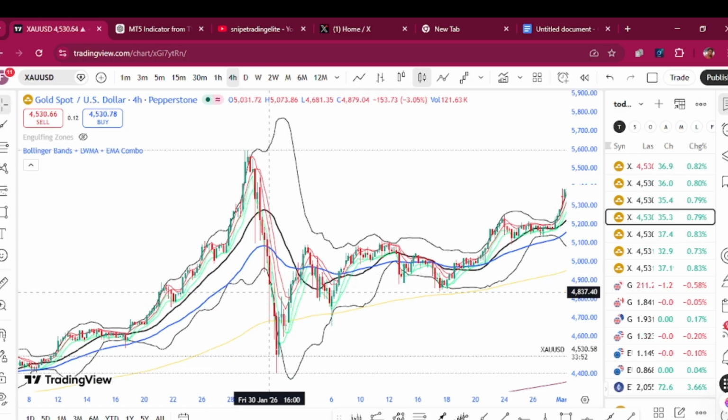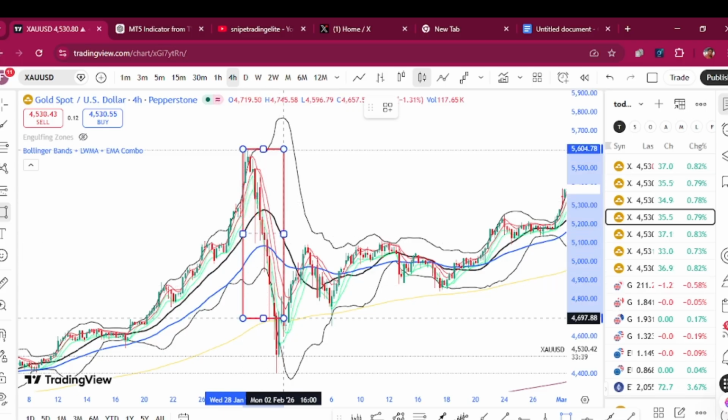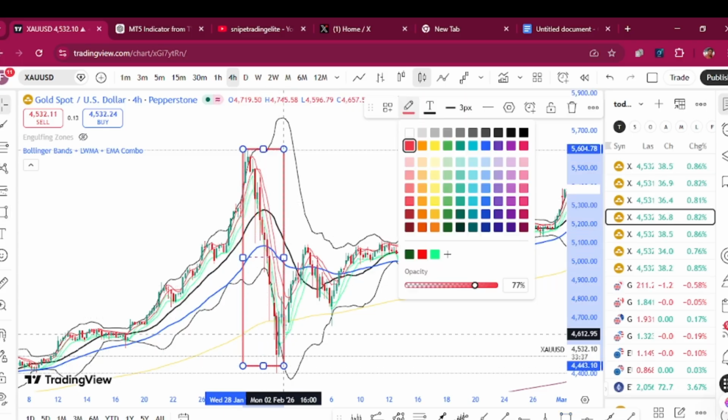Remember, it must close below the low BB. This particular one closed below. Even all these ones, they closed below the BB. Okay, so this is an example of CSAK5. The whole of this movement is an example of CSAK5.